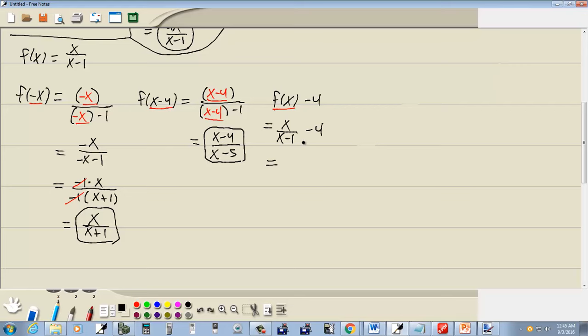Now I'm going to show two different ways of doing this. First way, if we're going to subtract fractions, they both should be fractions. So I can put the 4 over 1. You can always create a fraction by putting it over 1. Now we need to get a common denominator, and since this one is 1, our common denominator will be the other. So our common denominator is x minus 1.